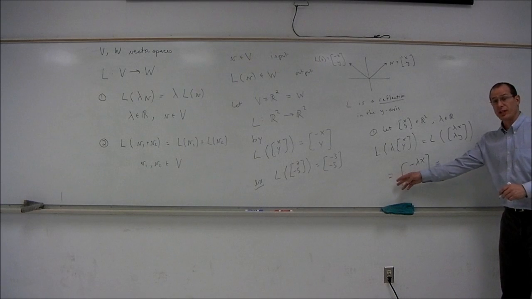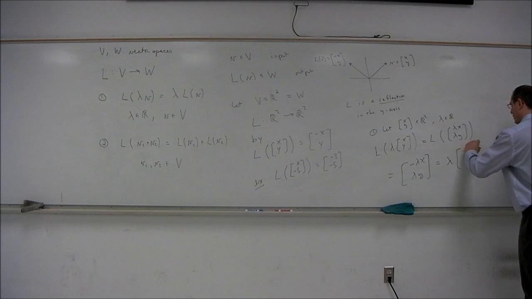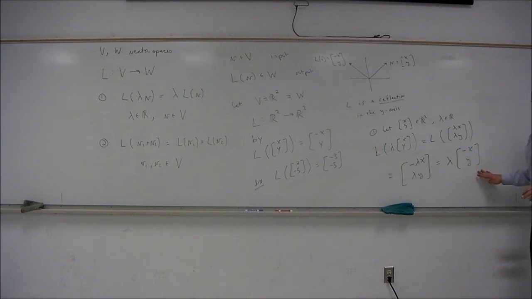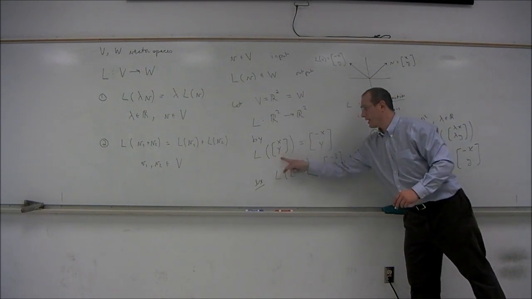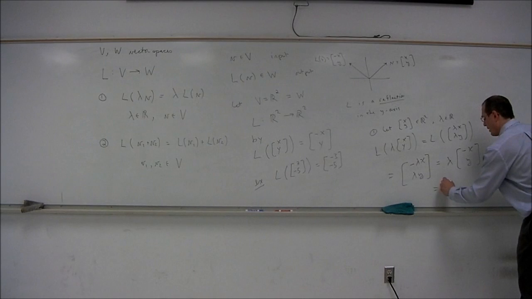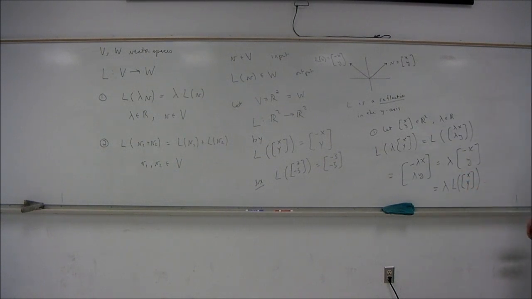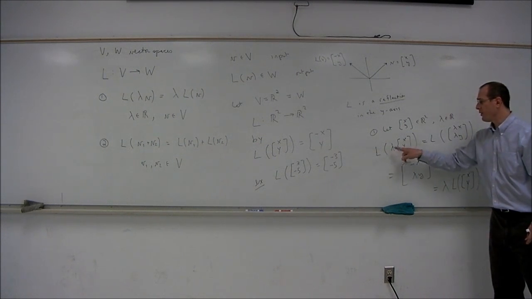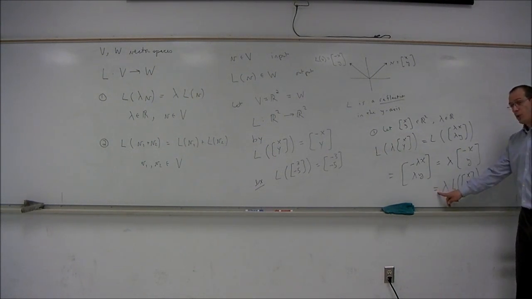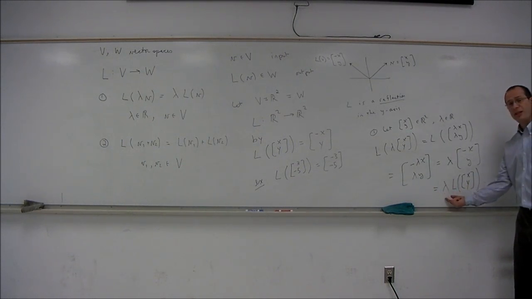And now we can factor out the lambda. So this is lambda times negative x, y. And lo and behold, the vector that we see here is the vector L of xy. So this is equal to lambda times L of xy. So property number 1 has been satisfied. L of lambda xy, if we scale the vector first and then apply the transformation, that's equal to lambda times L of xy. Apply the transformation first and then scale.